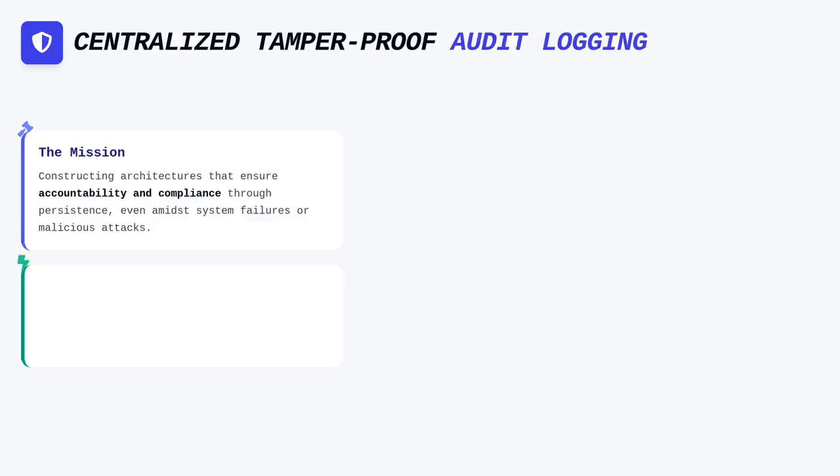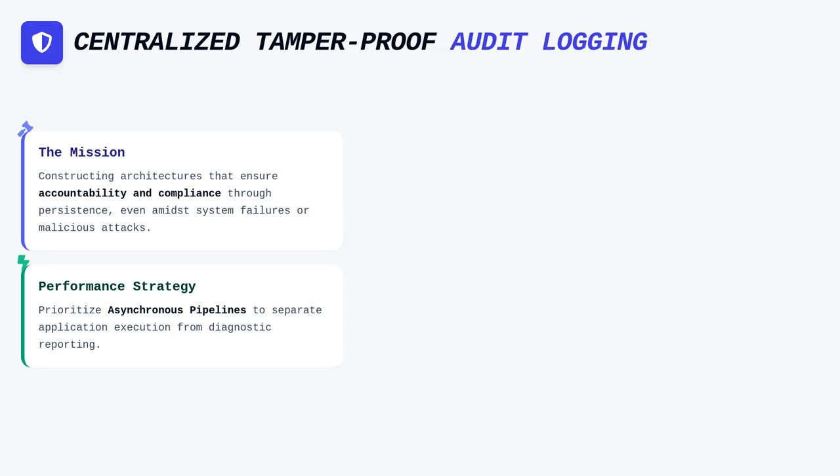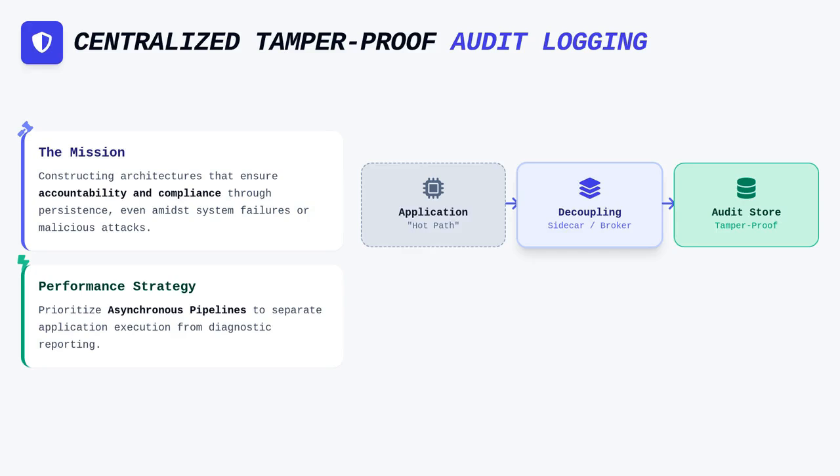You should prioritize asynchronous logging pipelines to separate the concerns of application execution from diagnostic reporting, thereby preventing logging overhead from impacting production performance. By offloading log serialization to a sidecar process or an external message broker, you ensure that the application remains responsive even under high load.